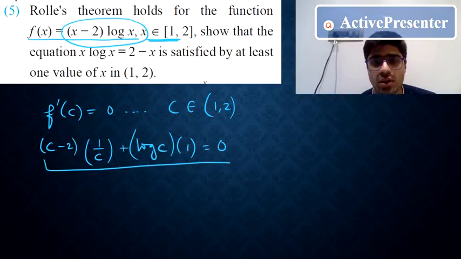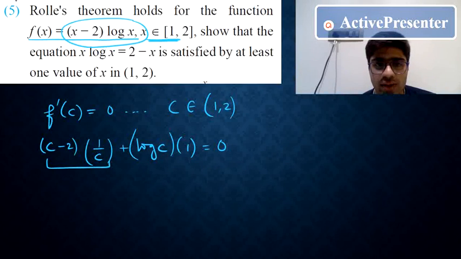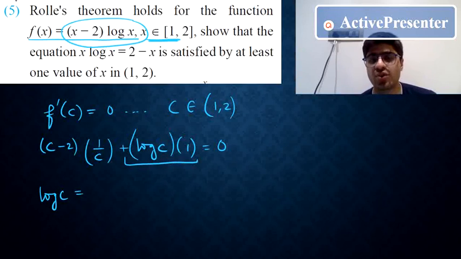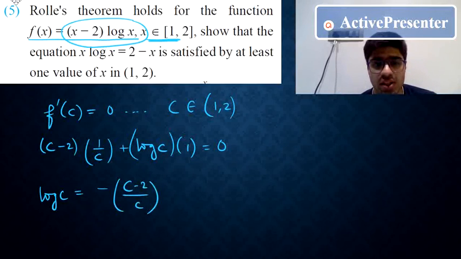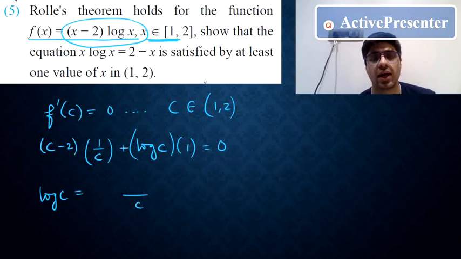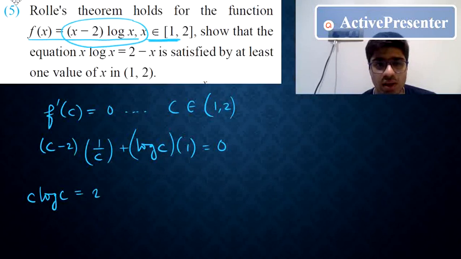Now by rearranging the terms in this equation, you can take this entire term on the right hand side. That will give you log c, because that's the only term you're left with on the left hand side. On the right, it will be minus of c minus 2 divided by c. Take that minus inside, so you get 2 minus c upon c. And you can take that c on the left, so you will have c log c equals 2 minus c.